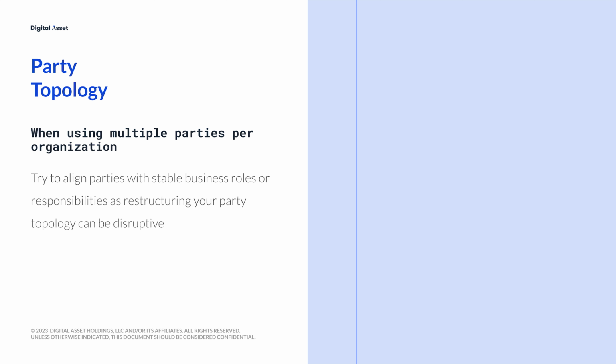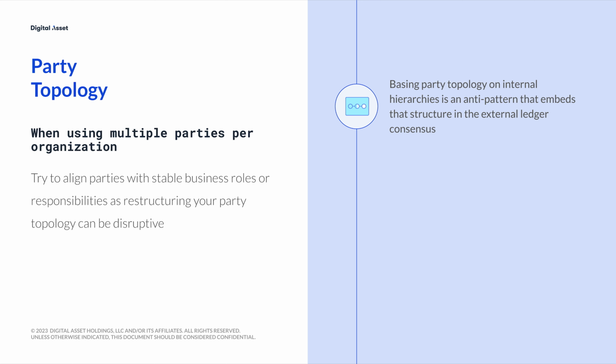Where you do decide to use multiple parties for a single organization, try to align parties with stable business roles. As parties form the foundation of the ledger consensus, restructuring your party topology can be delicate and disruptive. Judicious addition of parties can help resolve business requirements. However, the point where party topology reflects internal hierarchies is an anti-pattern, as the party is the level at which ledger consensus and disclosure is defined.